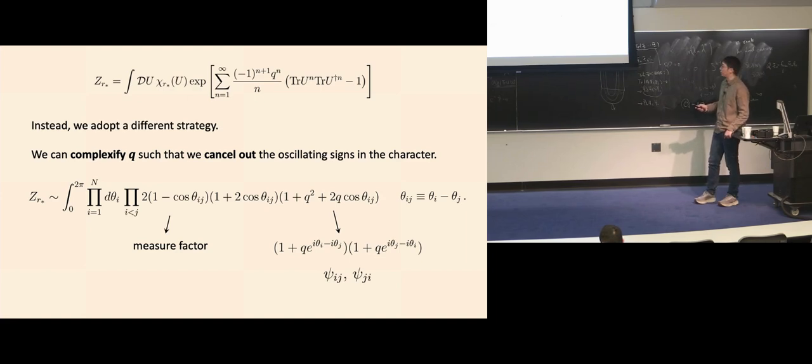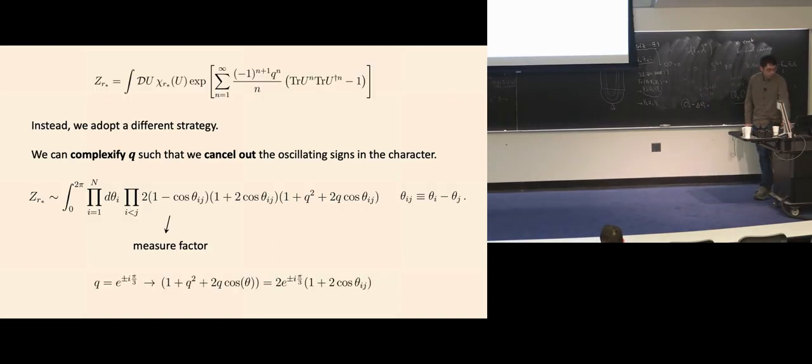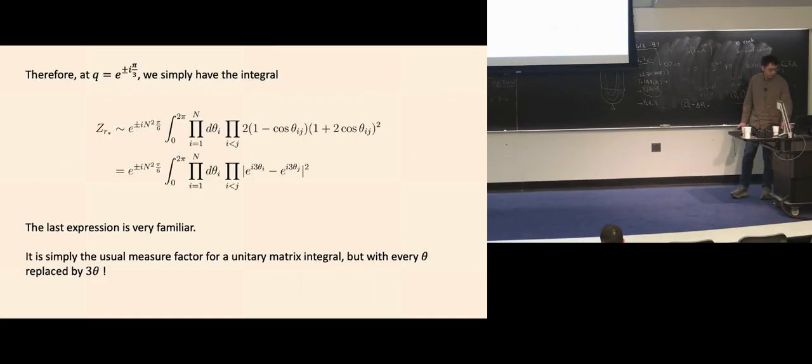So you can roughly think of that as coming from psi ij and psi ji, these two matrix elements. Now a fun observation is the following. If you complexify q in a very specific way, you choose q to be e to the plus minus i pi over 3, then you see that, after you factor out an overall phase, the factor 1 plus q squared plus 2q cosine theta is equal to 1 plus 2 cosine theta.